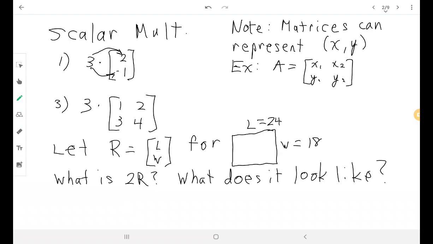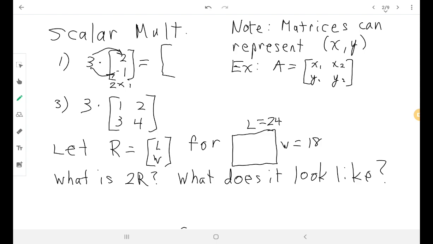This is a 2 by 1 matrix, just in case you didn't know that. We count the number of rows first, which are the horizontal part. So there's 1, 2 rows. And then we count the number of columns, which go up and down, and there's 1 column, so we have a 2. This is a 2 by 1 matrix because of that. 2 rows, 1 column. So we're going to make a new 2 by 1 matrix.